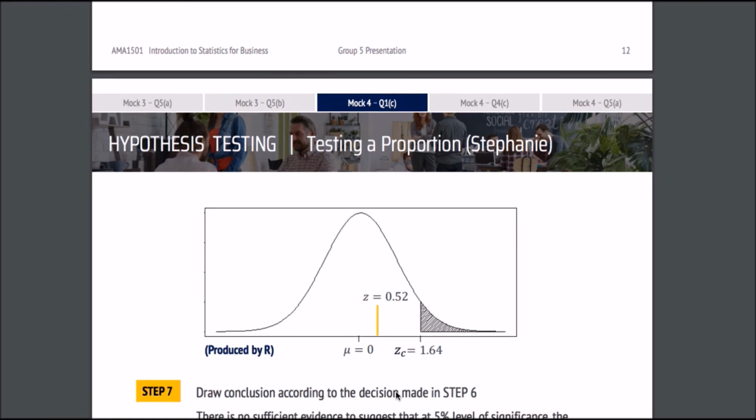So we can draw a conclusion that there is sufficient evidence to not reject H0, and so the company should not open a new retail store. So this is the end of question 1C.